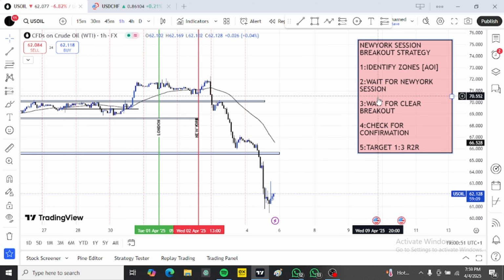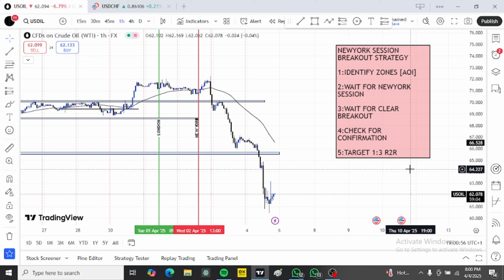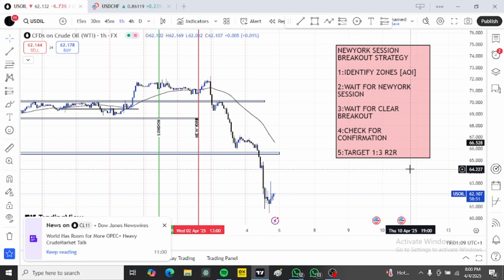On my screen there are five rules associated with this New York session breakout. The first one is to identify your zones, or areas of interest. Then you wait for the New York session. The third is to wait for a clear breakout. Then check for confirmations. The confirmation can be a momentum candle, a retest, a break of the exponential moving average, which is what I use with my price action, a bounce off a zone, a chart pattern, or a candlestick pattern.